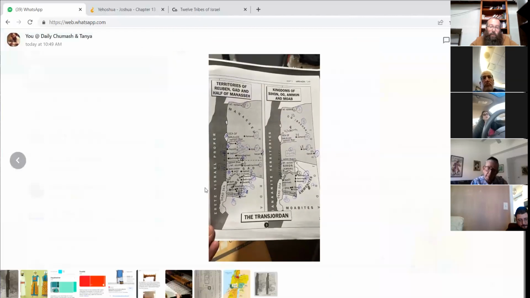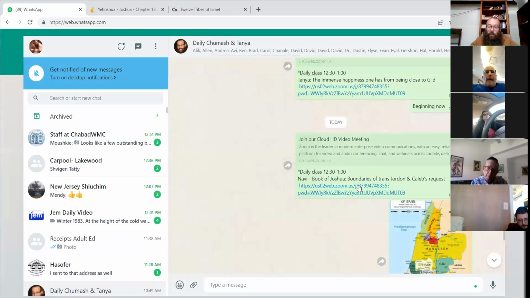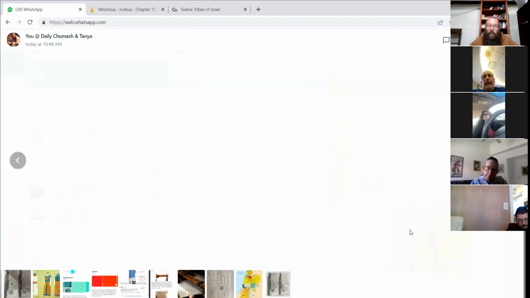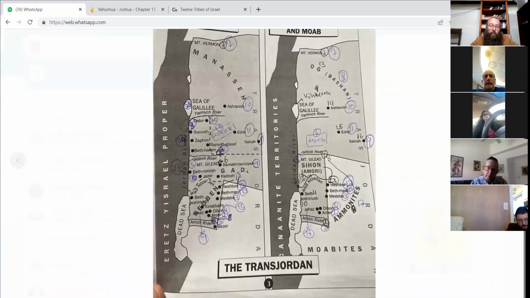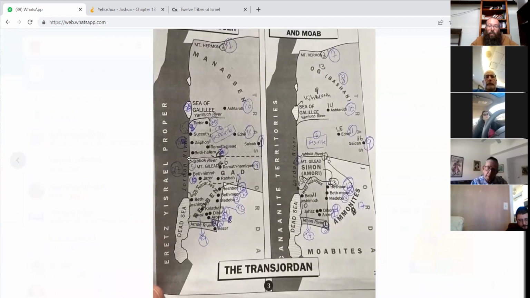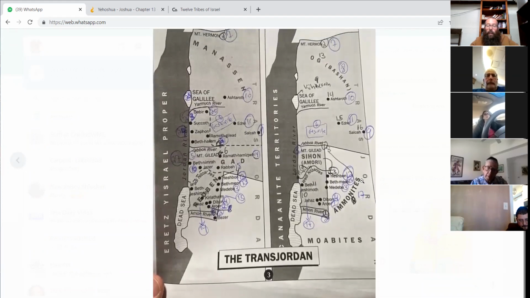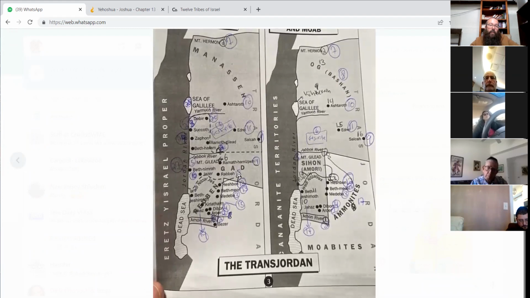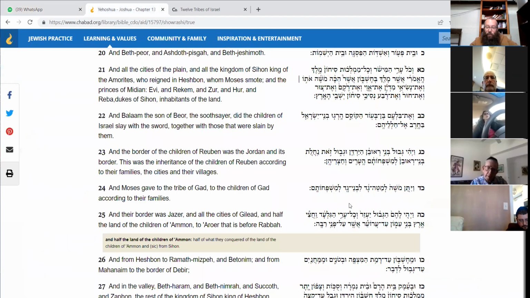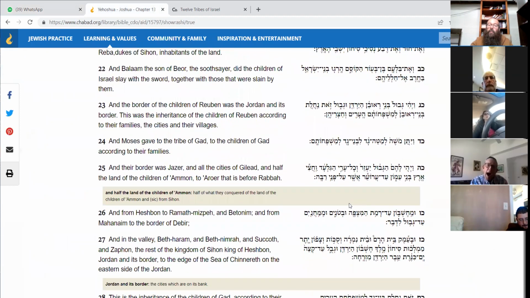Now let's go to Gad. We're going to work on the next section of Gad, which is going to be over here. See, Gad got this whole swath of land cutting into the Ammonites' territory over there. Let's go to our Navi, the verses, and then we'll come back to here. So we're holding at verse 24, as it discusses what he got.